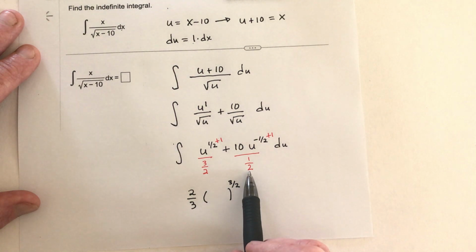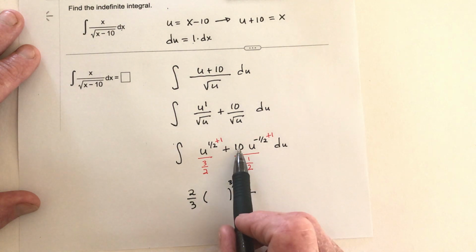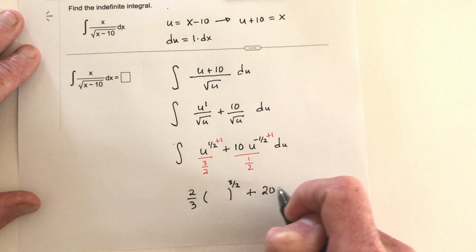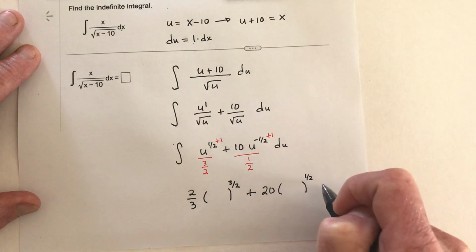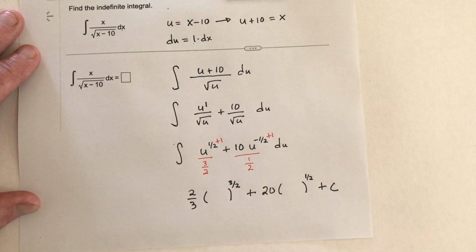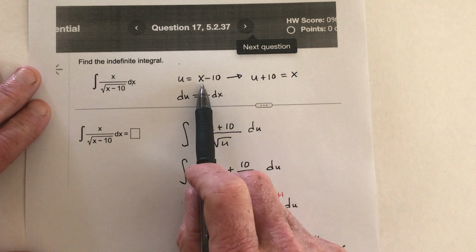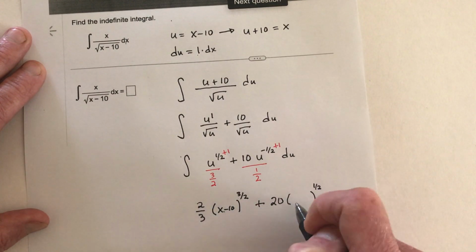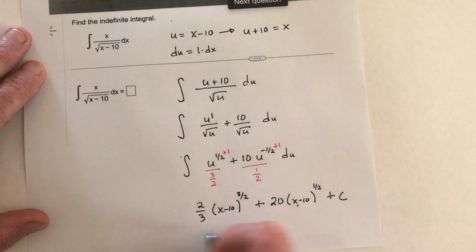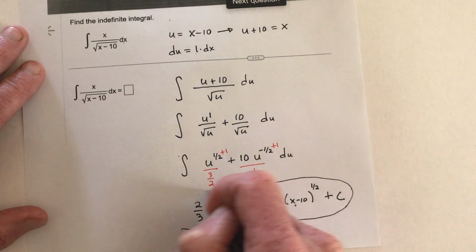If you invert this, it becomes a 2, and 2 times 10 is 20. And then the u is raised to the 1/2, and now I put the plus c. And I always have to replace the u with what it equals at the end, so that's why I left these blank. So now I can replace the u with x minus 10 and x minus 10. And then it's done.